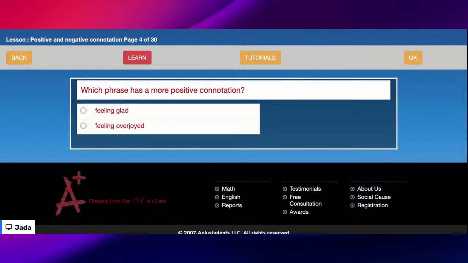So, which is more positive? Feeling glad or feeling overjoyed? Which is more positive? Is it going to be overjoyed or feeling just glad? Which one? More positive. Two, okay. When you feel overjoyed.